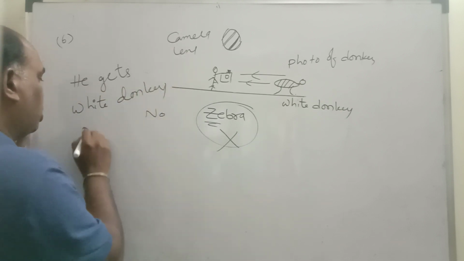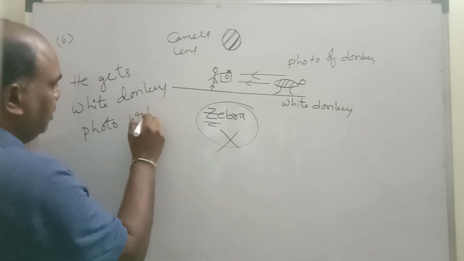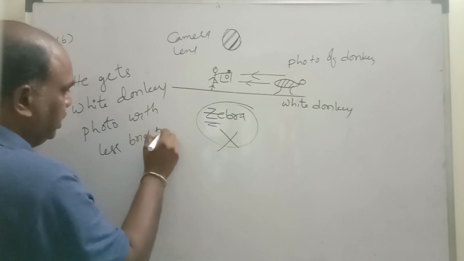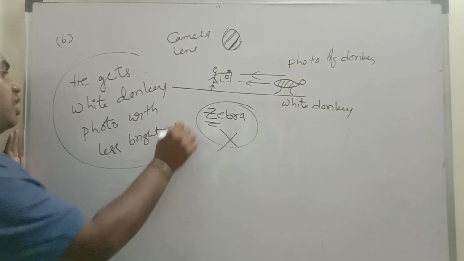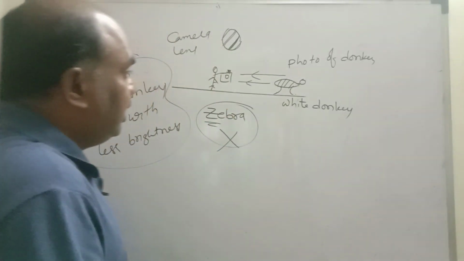White donkey photo with less brightness. Important. He gets a white donkey photo only, with less brightness. This is very important. He will not get a zebra photo.